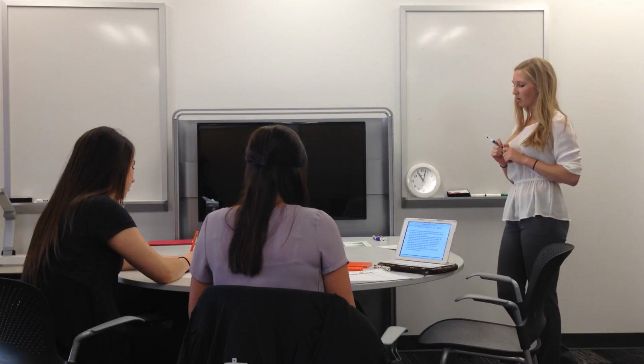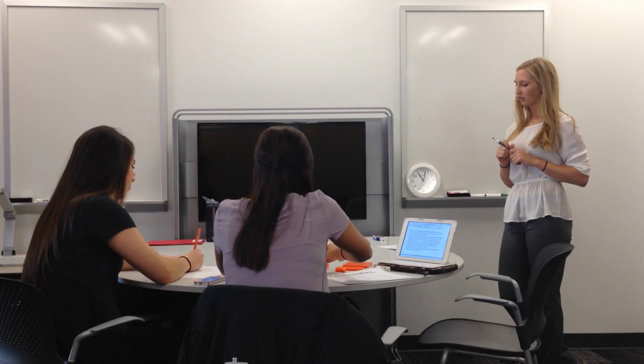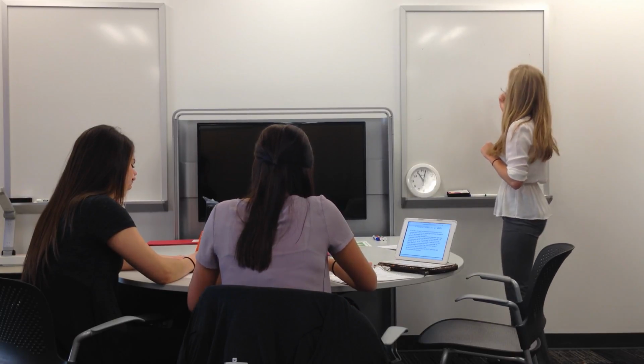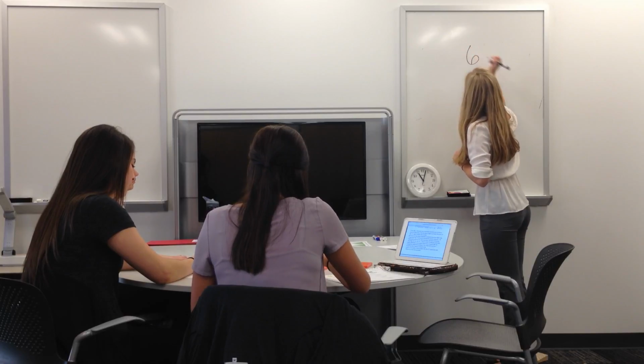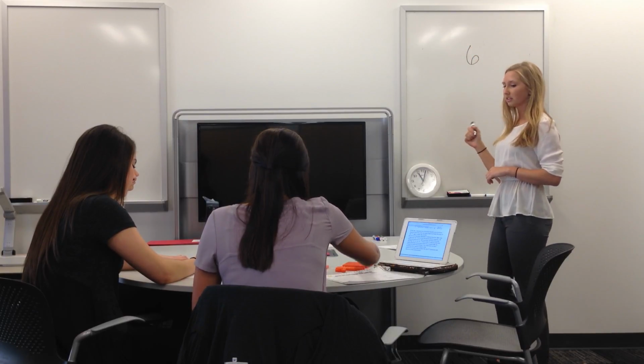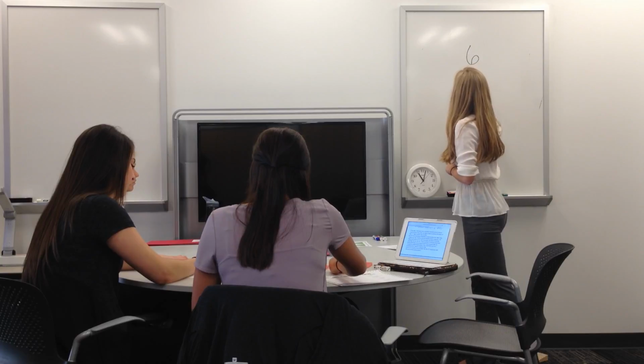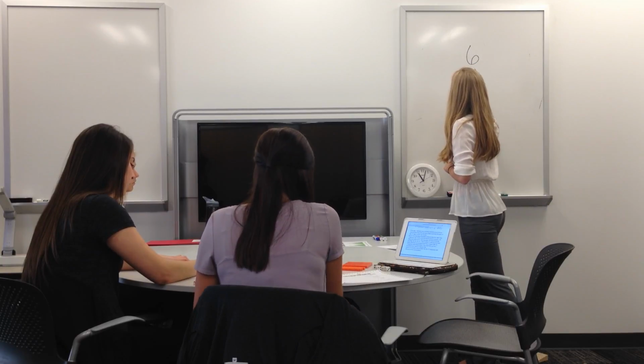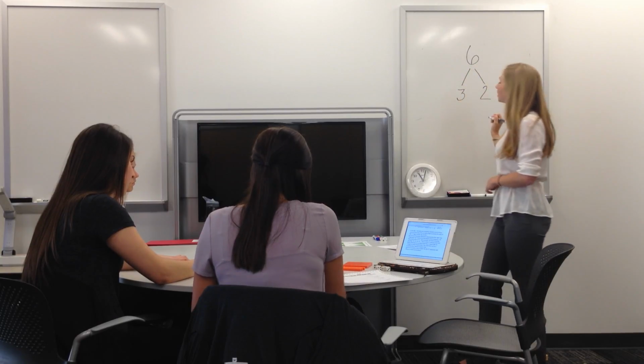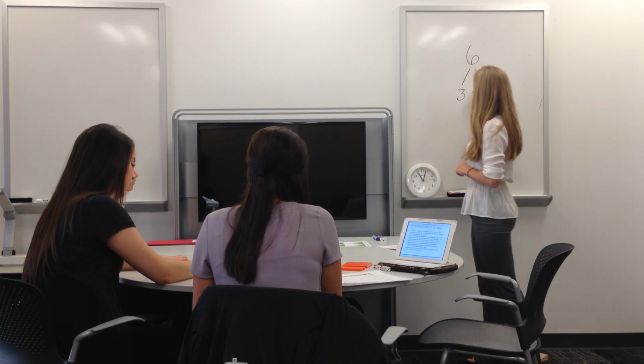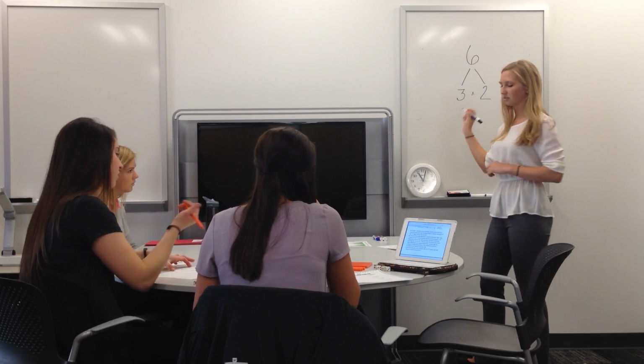We're going to start off by learning what a factor is. That is any whole number that is multiplied together to get a product. So for example, the number 6 only has 2 factors, and that is 3 and 2. We know 3 and 2 are factors of 6 because 3 times 2 equals 6.